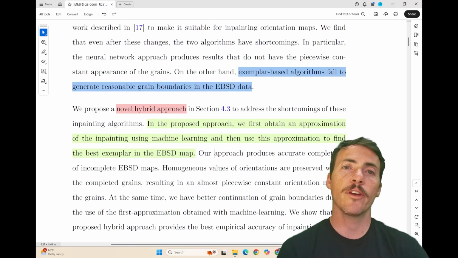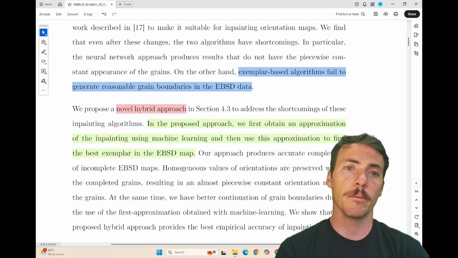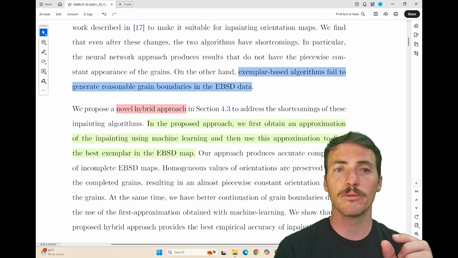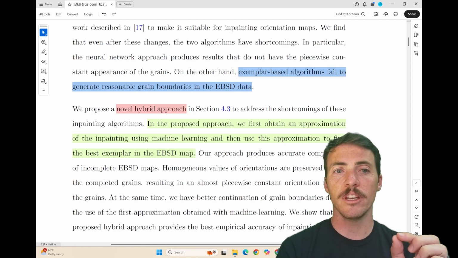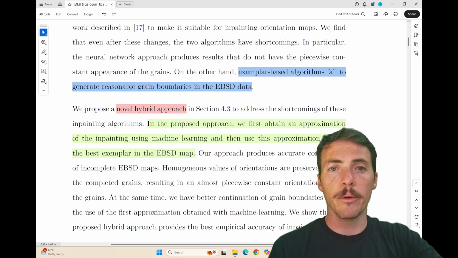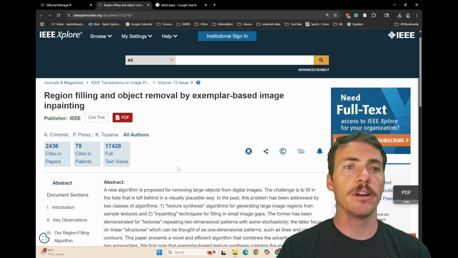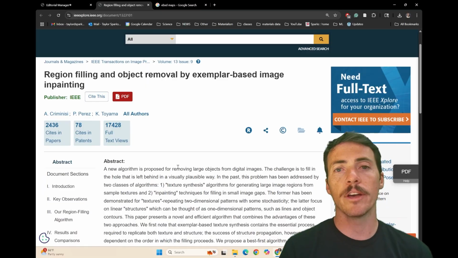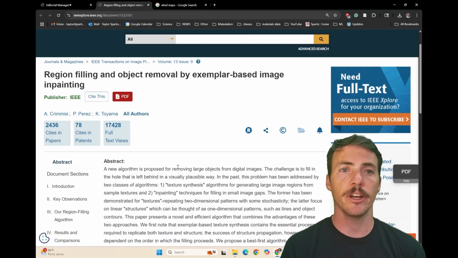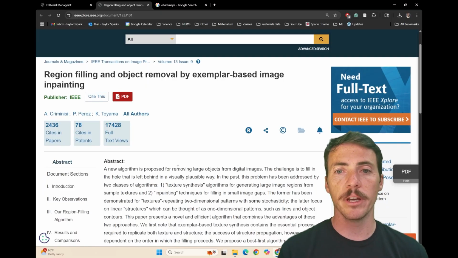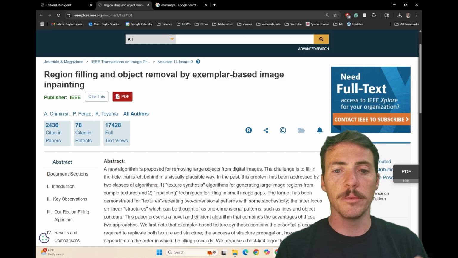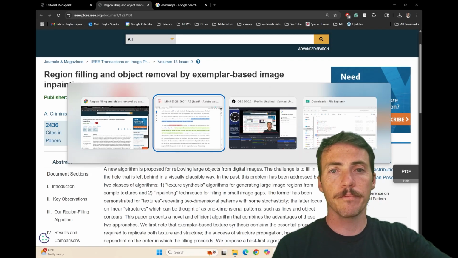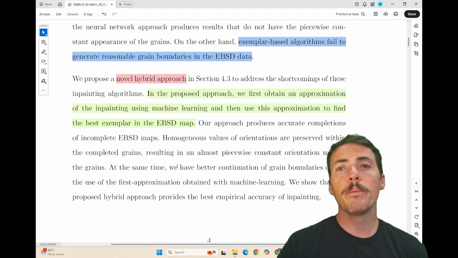They also point out that there are exemplar-based algorithms, but these sometimes fail to produce reasonable grain boundaries in the EBSD. One of the papers that they built on is this Criminisi paper from 2004, which is region filling and object removal by exemplar-based image inpainting. They took some inspiration from this. They go beyond it, though.